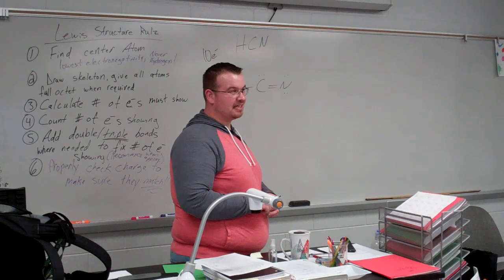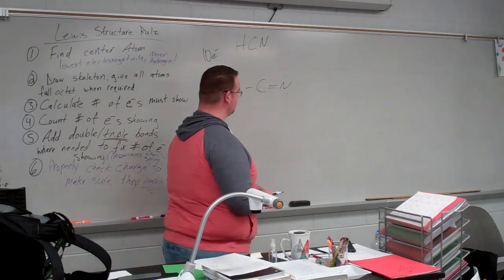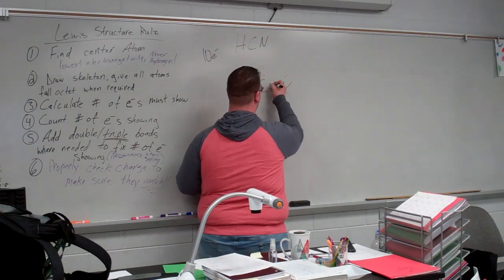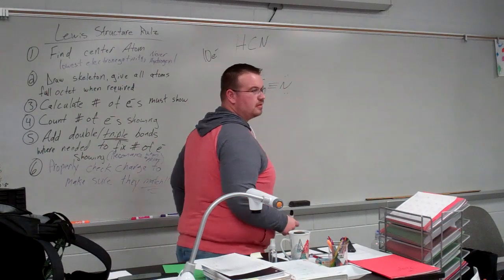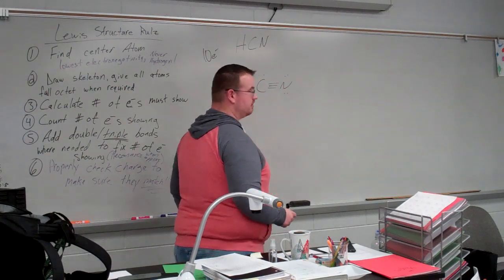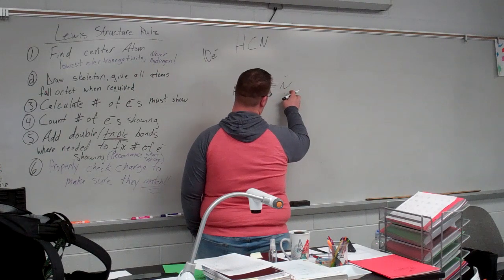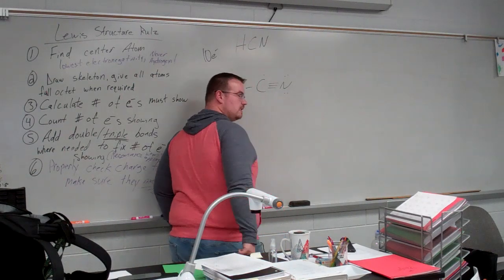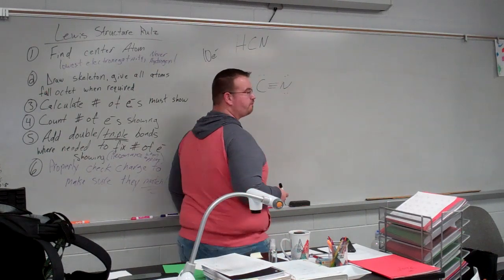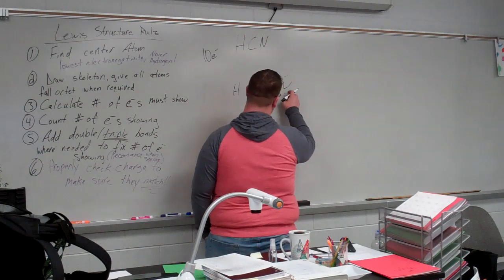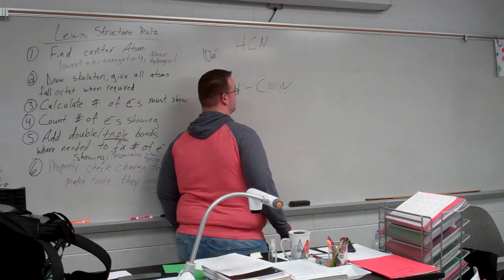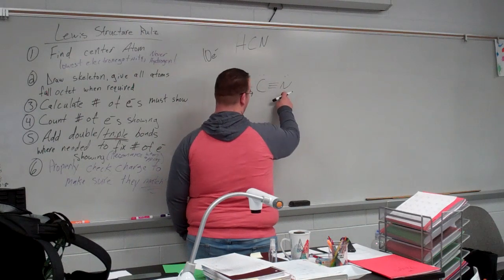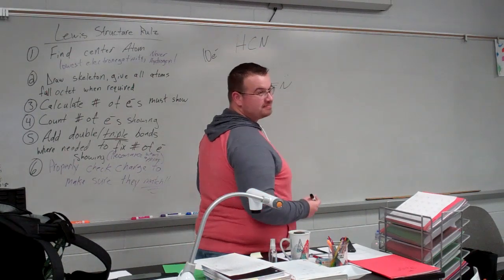Can you add another line on top of it? Triple bond, equal sign. There you go. 2, 4, 6, 8, 10, 12. So what do I have to do from here? Take another pair off of nitrogen. Oh, a lone pair. Sorry.